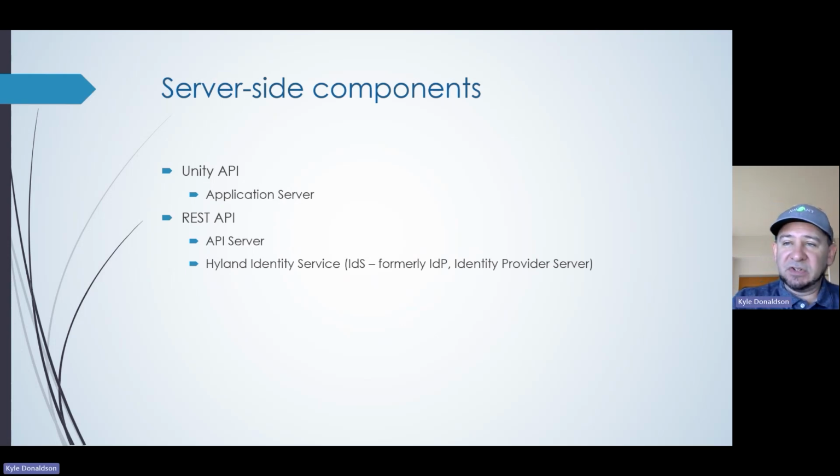Server-side components necessary for this are going to vary depending on which API you choose. The Unity API is going to connect through the same application server that the Unity and web clients do. So if you're using either of these clients, you already have the infrastructure in place that you would need to use the API. The REST API is going to connect through the API server, and it is also dependent on the Highland Identity Service, formerly the Identity Provider, or IDP.